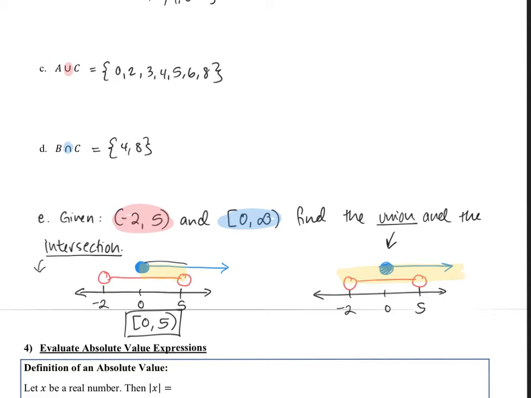So the union, whatever we see first, negative 2, but we don't include it. We go up, and oh gosh, it doesn't stop. It just goes on till infinity. So there we have it. Negative 2, infinity is the union of these two intervals. Okay, so that was union.